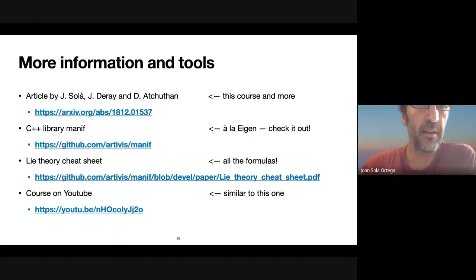Then we have a cheat sheet with a lot of formulas that you can find in this link. And on YouTube, you will find a couple of courses similar to this one. One of them, the one in the link here, is the one I gave last year for this summer school. It's a little bit longer and it has a little bit more explanations, but it's pretty much the same thing.